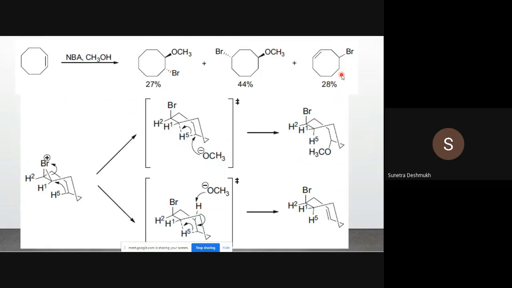Okay, so the mechanism they have shown over here in short. So here is the bromine. Bromination occurs first. A cyclobromonium ion forms with this olefin. Okay, once we got the cyclobromonium ion, then methoxide from this methanol is attacking on this side. So see cyclooctene, in which form they have written it.